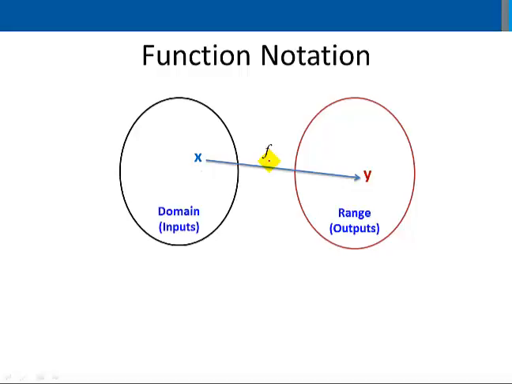If f is the rule that takes an input x from the domain, adds 5, thus matching x with the output value y, we can use function notation to define this function. In function notation, f of x equals x plus 5. This is not f times x, a common mistake. It is f of x. Note that y in the range is equal to x plus 5, and that f of x is equal to x plus 5. We often say that y is equal to f of x.